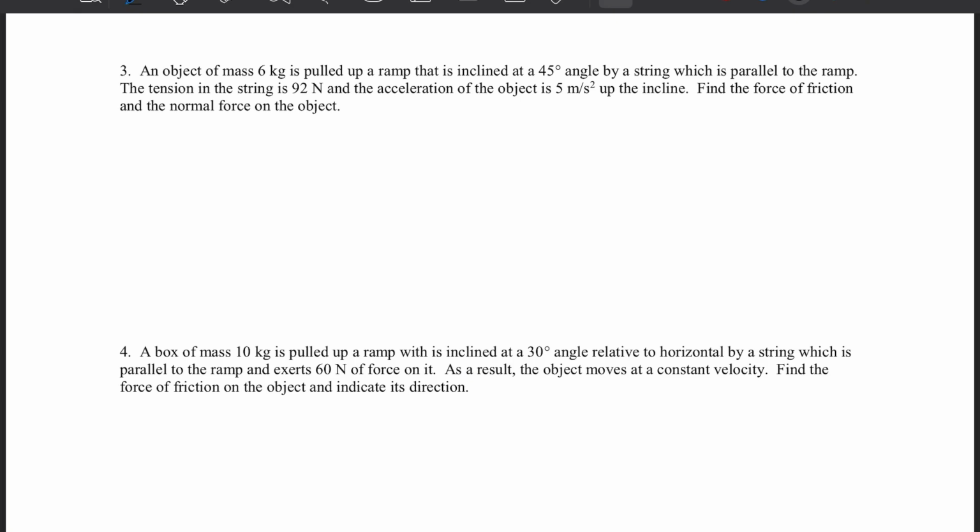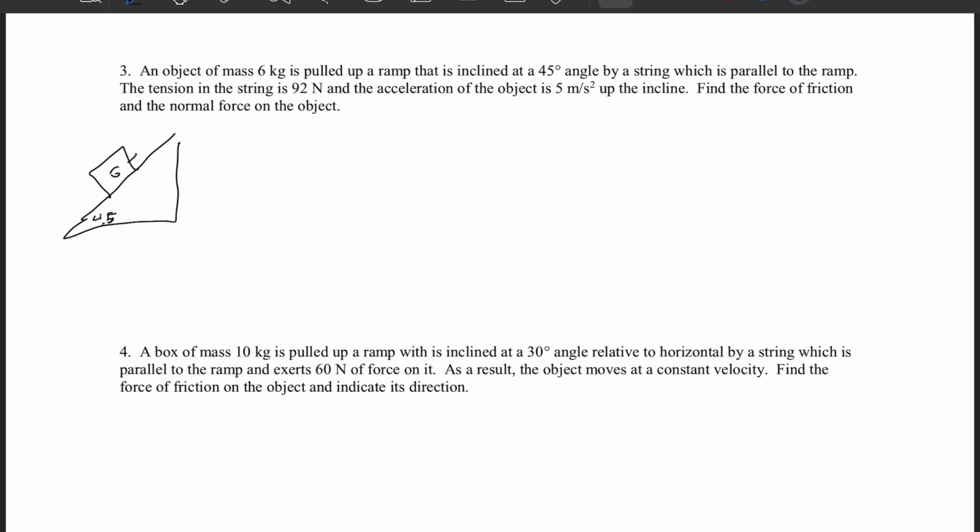All right, new problem. We've got a 6 kilogram mass being pulled up a ramp, 45-degree angle. The tension they gave us is 92. The acceleration is 5 up the incline. So tension is the larger force. The net force is to the right in favor of tension. Find the force of friction and the normal force.